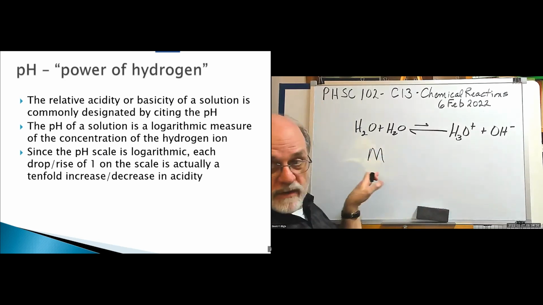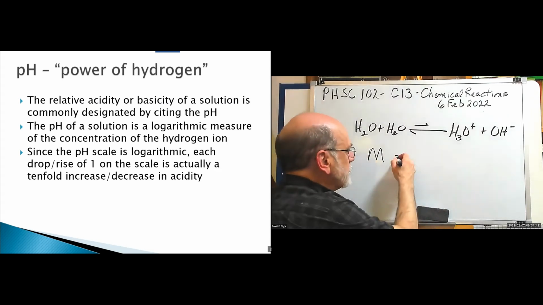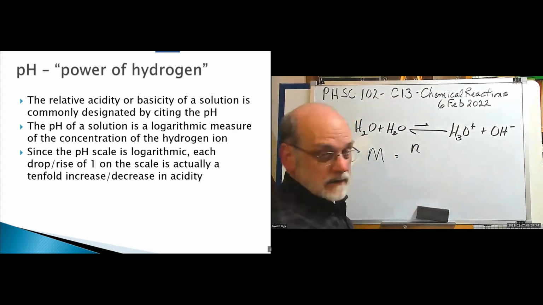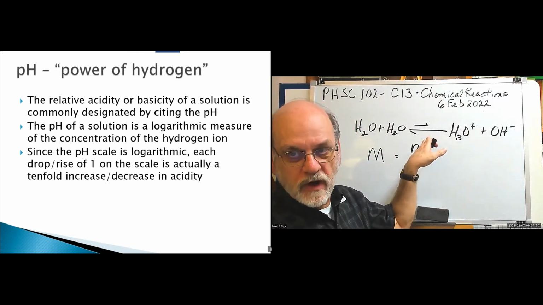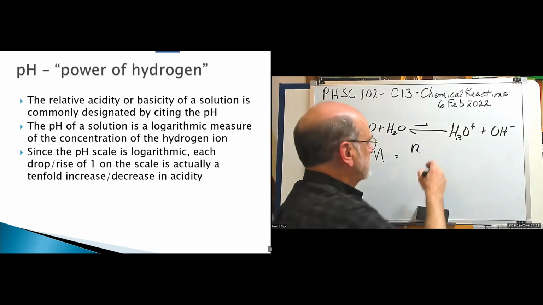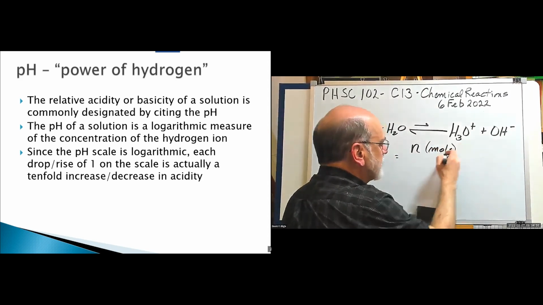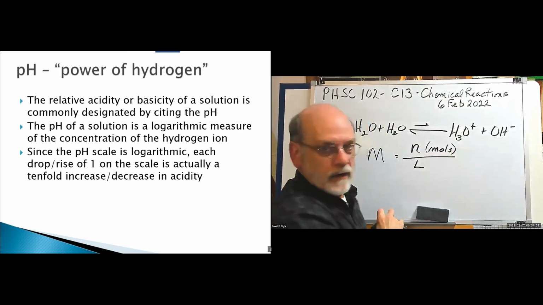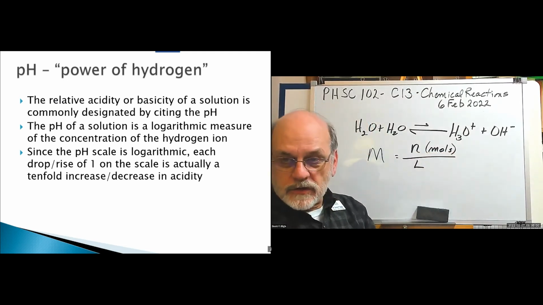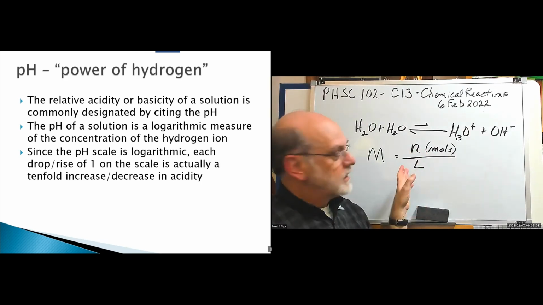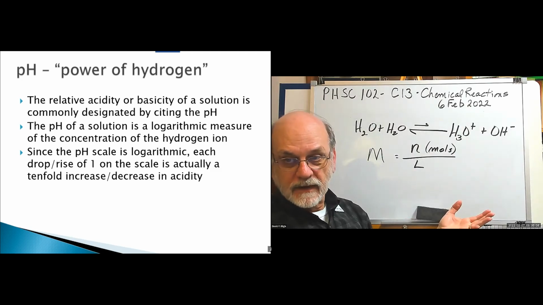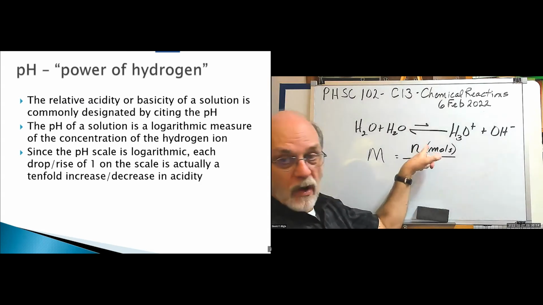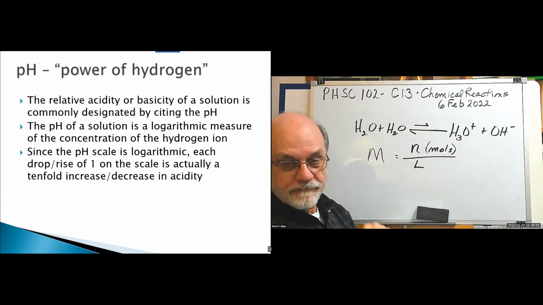We abbreviate it with a big M. Molarity is equal to the number of moles, and for that I use a small n without the zero. A little zero up here would be neutrons. This is moles per liter. So a liter of solution would have so many moles of, in this case, hydrogen ions or hydronium ions. And that would be so many molar. So a 1 molar solution would have 1 mole per liter.